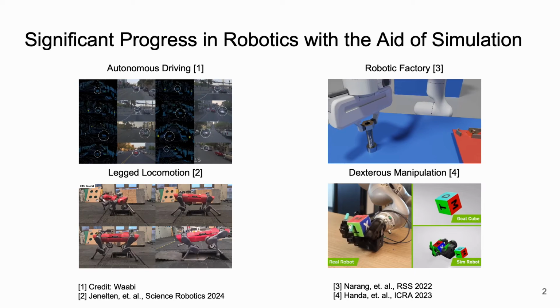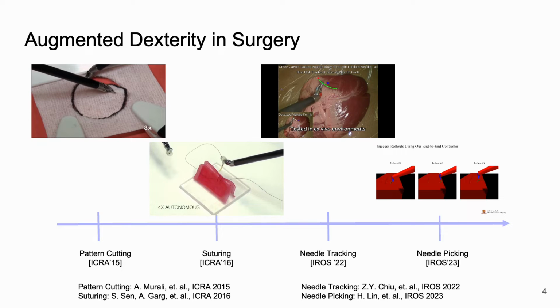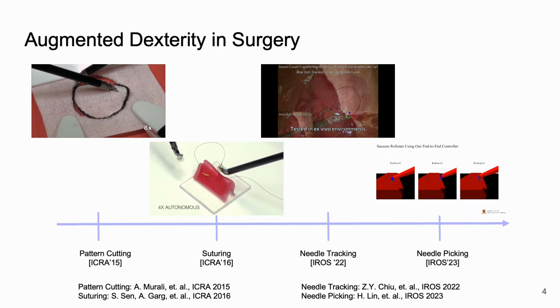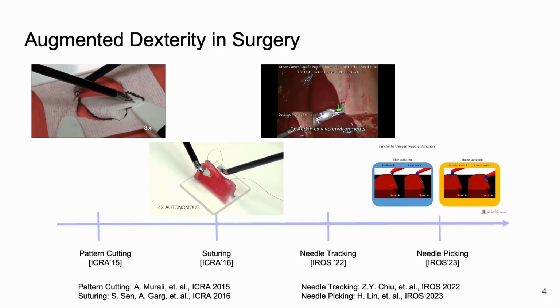Minimally invasive surgeries have progressed from handheld tools to Intuitive Surgical's Da Vinci system, providing master-slave teleoperation control with a wide range of robotic arm motion. Augmented dexterity in surgeries holds the potential to decrease surgeons' cognitive load and reduce the learning curve. Research works in the domain of surgical augmented dexterity include pattern cutting, suturing, and needle tracking.